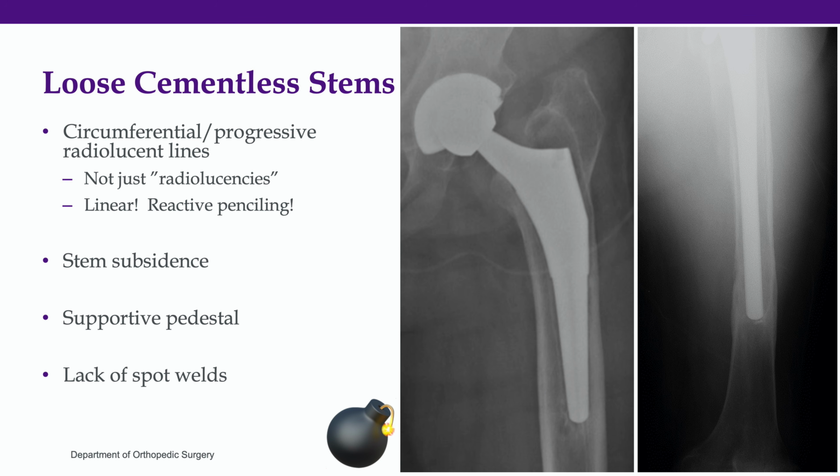You'll see evidence that the stem has subsided from prior x-rays in some cases. You'll certainly often see a supportive pedestal, which is bone forming at the tip of the stem to prevent it from subsiding further. And then you'll see the lack of signs of osseointegration, specifically the lack of spot welds.